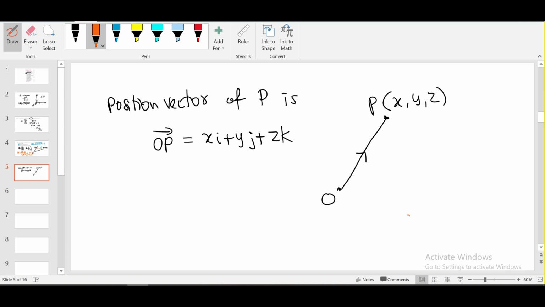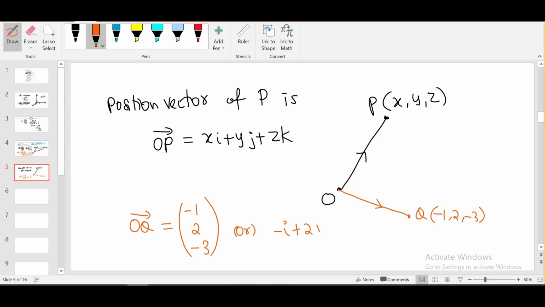So let's say you have a point Q here, minus 1, 2, minus 3. The position vector of Q is the OQ vector, which you can write in matrix form also, both are correct, or you can write it as minus i plus 2j minus 3k.